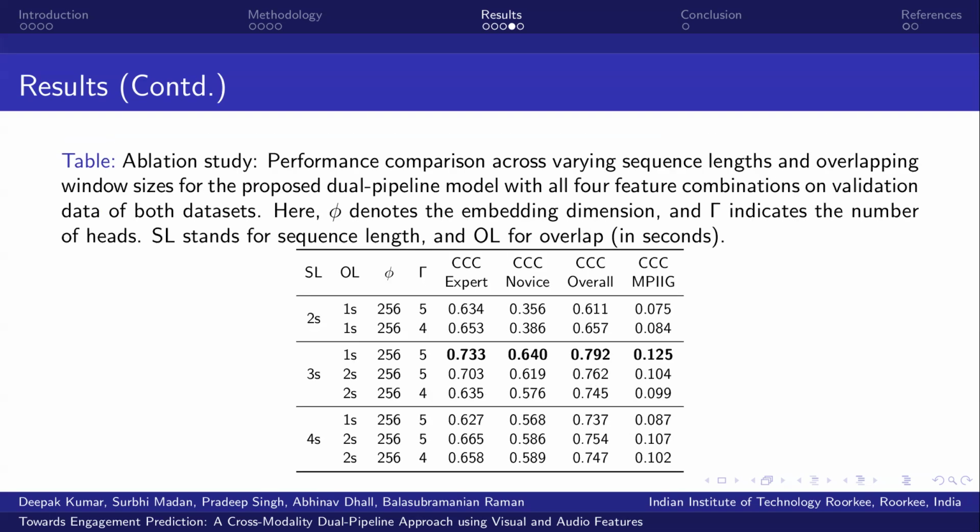This table shows the ablation study which we have done with different sequence lengths and overlapping segments. So, for the results with different sequence lengths, the best performance is achieved with 3 seconds with 1 second overlap, capturing the temporal details with minimum overlapping. Increasing the sequence length does not improve performance, likely due to diminishing returns, overfitting, or feature redundancy.